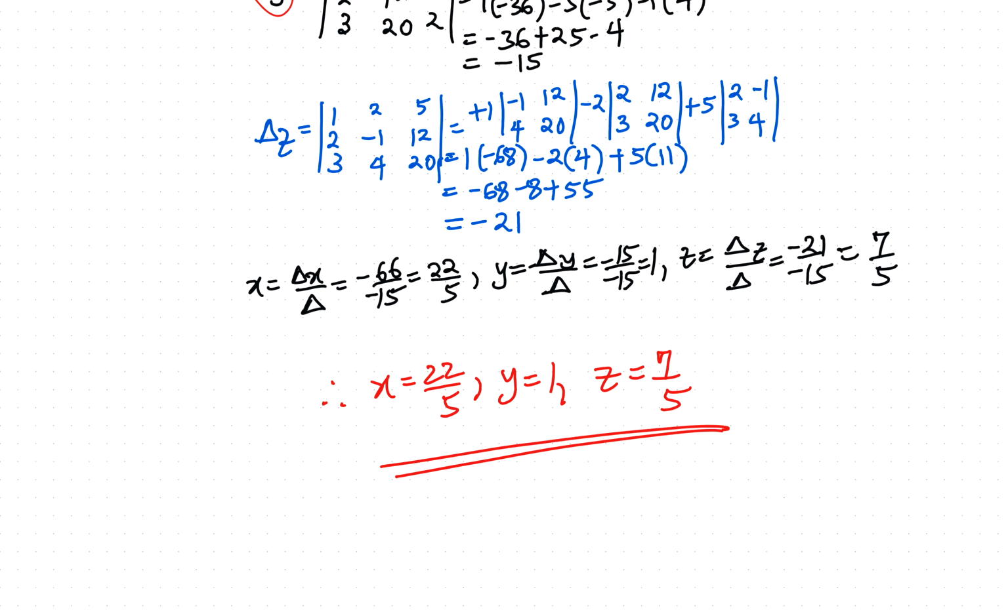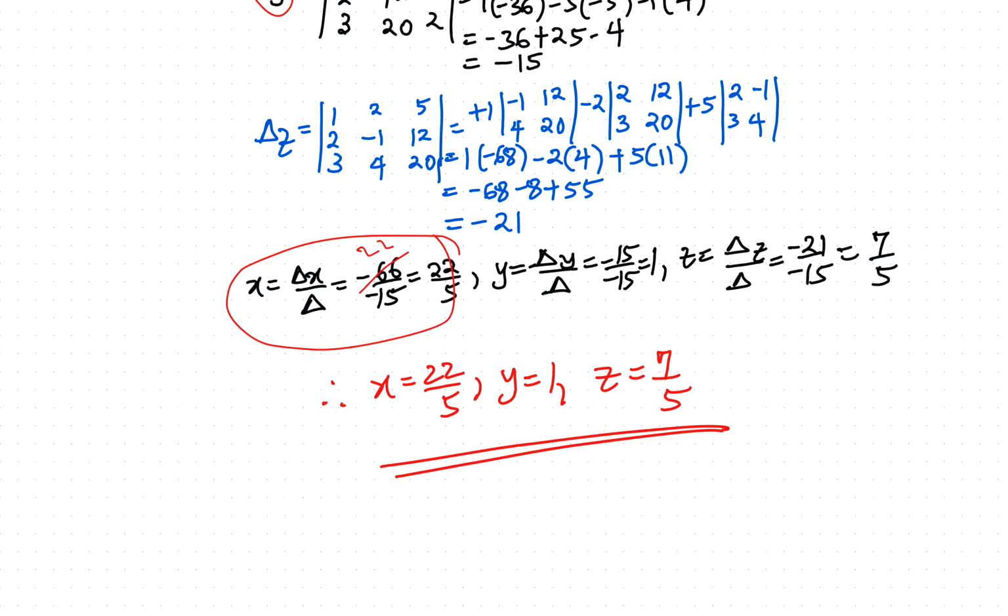So you should know that x can be found by finding the ratio of delta x and delta. That's minus 66 over minus 15. So 3 goes here 22 times, and 3 goes here 5 times. That's why you have 22 over 5.